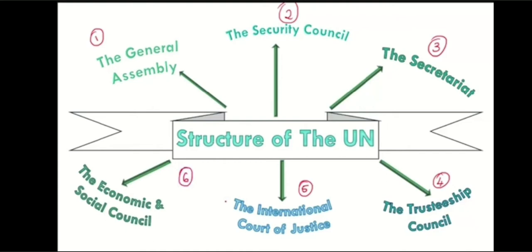So, as you can see, the United Nations is made up of six main organs. The first is the General Assembly, second, the Security Council, third, the Secretariat, fourth, the Trusteeship Council, fifth, the International Court of Justice, and the sixth one, the Economic and Social Council. So let's have a look at each one of them in detail.